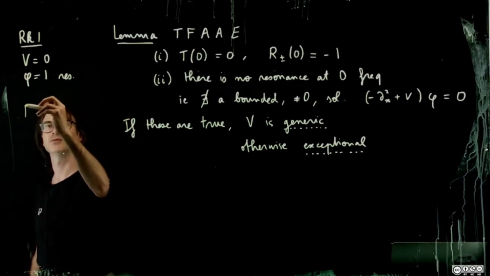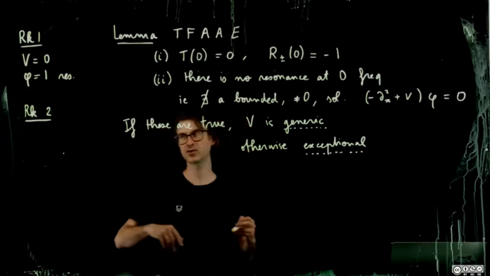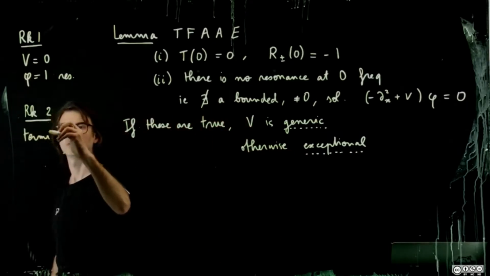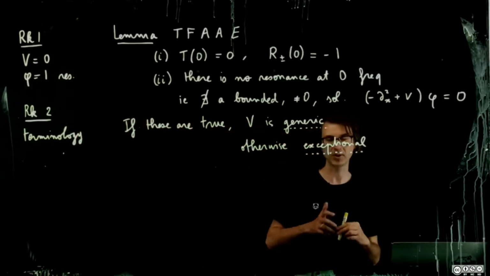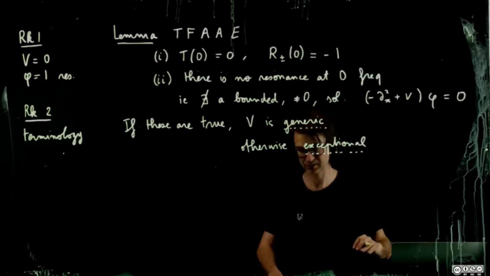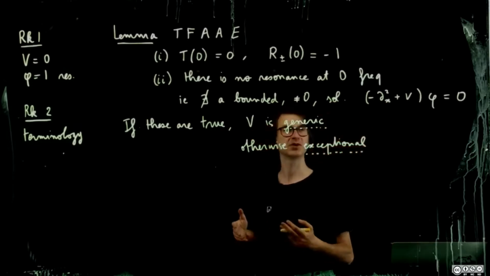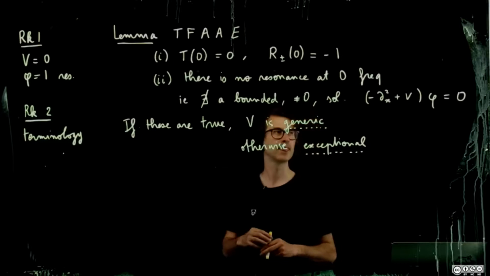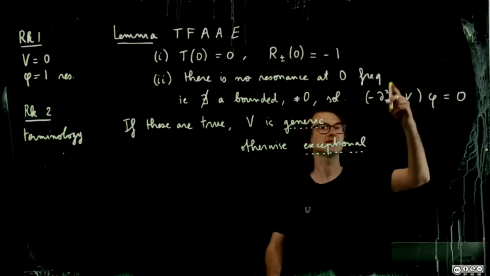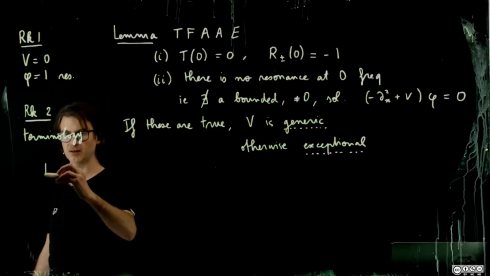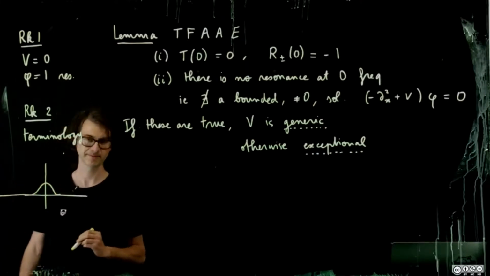And remark two, where does this terminology come from? Is it indeed the case that generically a potential is generic, if you see what I mean? So if you take a generic potential, why is there no resonance? Let me try to argue that this is the case. Let's say the potential is compactly supported.